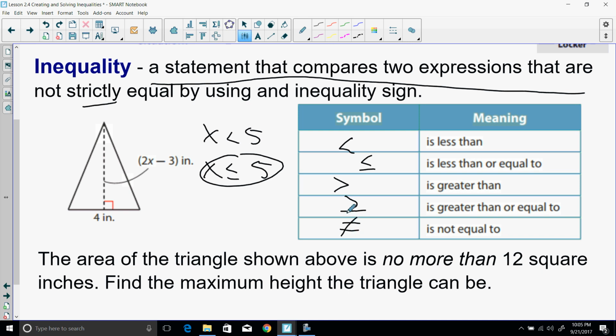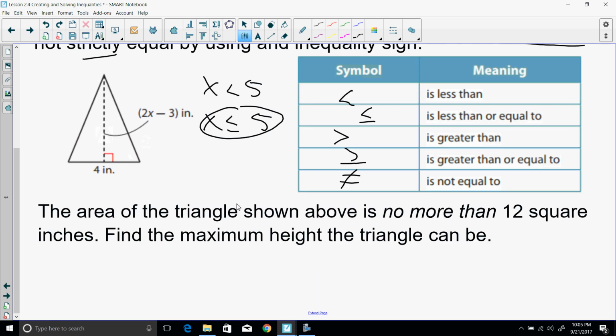Okay, so we're going to model this class kind of like we've done in the past, and we're going to work with this question here. I have a triangle, and the area of the triangle shown above is no more than, so we've got to interpret some words again, no more than 12 square inches.